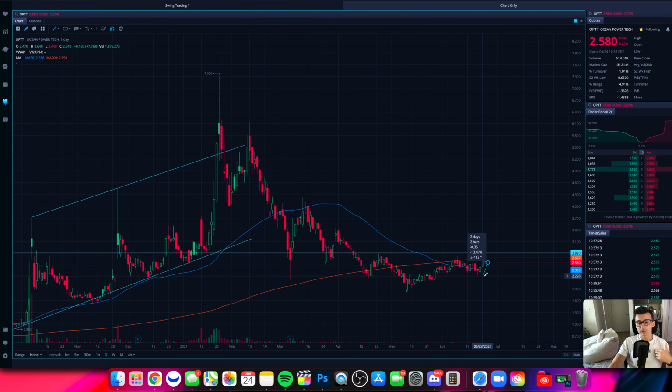Personally, I would risk it down to the lows back here that we saw a few days ago, which would be down about 12% risk to the downside. So from that level, this is actually a really good setup that fits our criteria that we found from that Webull scan.